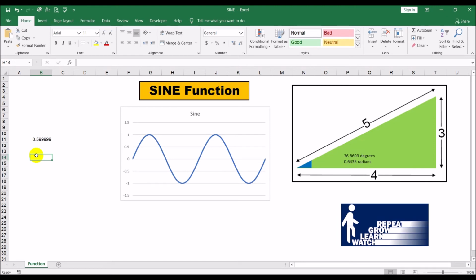Now we know from high school math that the sine of an angle is the opposite side divided by the hypotenuse. In this case, the opposite side is 3, and the hypotenuse obviously is 5. So 3 divided by 5 gives you 0.6, which is almost the same as this. So that's how you can quickly double check if things are working out for you.